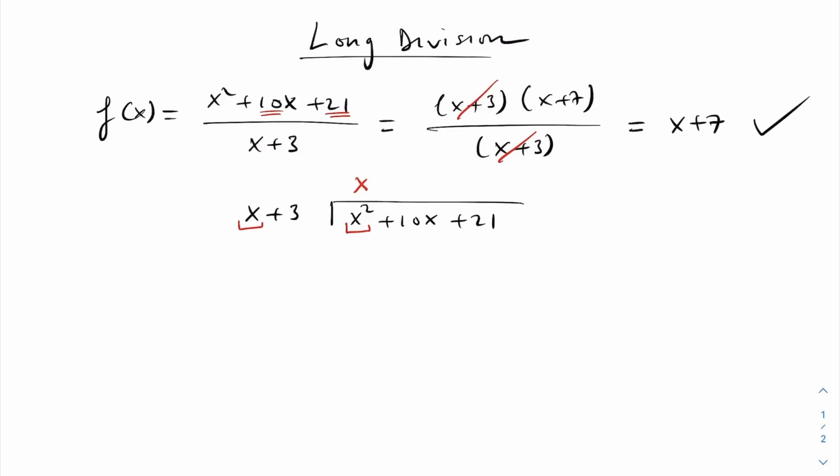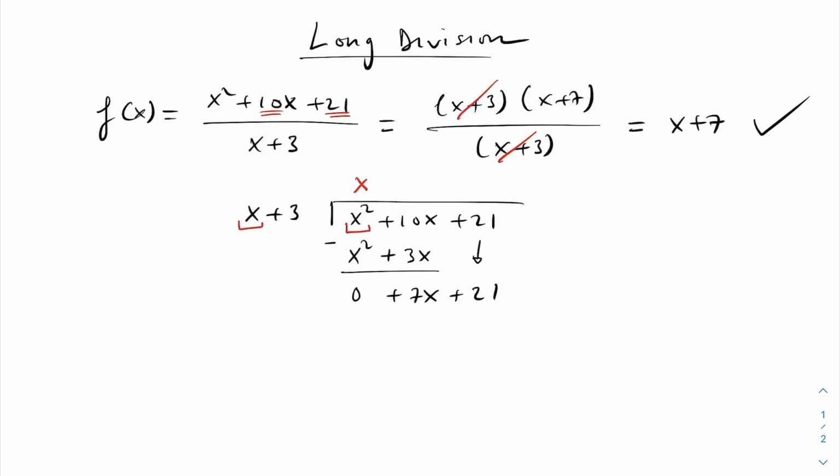Once you find that out, you're going to multiply this x by the denominator and put your answer right here. So we're going to have x times x equals x squared, and x times 3 equals 3x. Once you have that, you're going to subtract these two expressions. That's going to give you x squared minus x squared is equal to 0, and then 10x minus 3x is going to be equal to 7x. And then 21 here can just be brought down because there's nothing to subtract it from. So you're going to have here 7x plus 21.